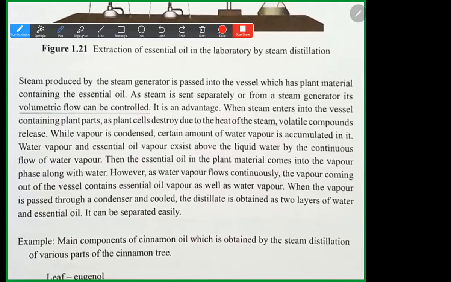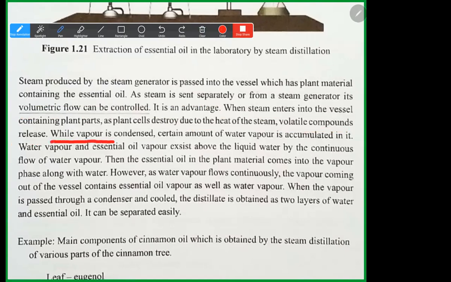Steam produced by the steam generator is passed into the vessel which has plant material containing the essential oil. As steam is sent separately from a steam generator, its volumetric flow can be controlled. It is an advantage. When steam enters the vessel containing plant parts, plant cells are destroyed due to the heat of the steam, and volatile compounds are released.